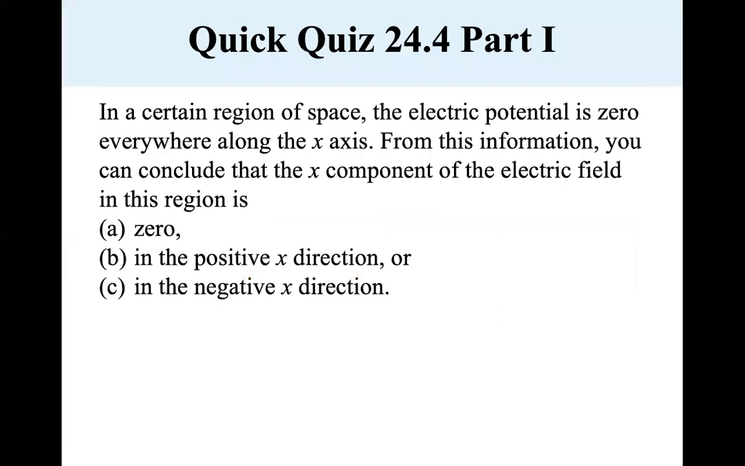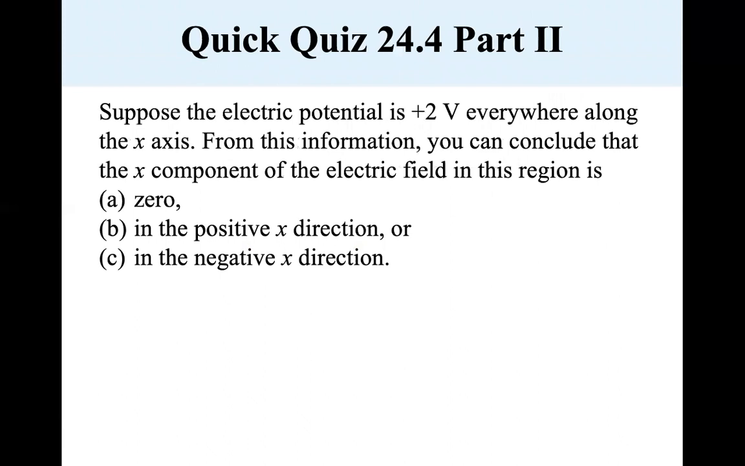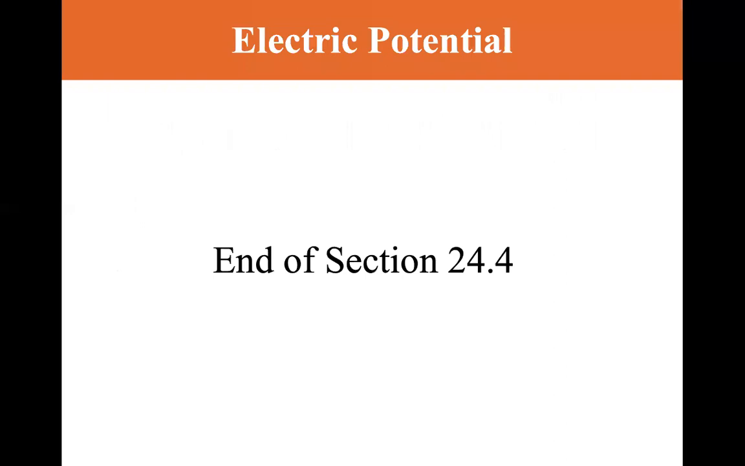Okay, in a certain region of space, the electric potential is zero everywhere along the x-axis. From this information, you can conclude that the x component of the electric field in this region is zero. Why? Because it's a constant, and so it's zero. Now, suppose the electric potential is plus two volts everywhere along the x-axis. From this information, you can conclude that the x component of the electric field in this region is zero again, because it's a constant, and the derivative of a constant is equal to zero. And that's the end of section 24.4.